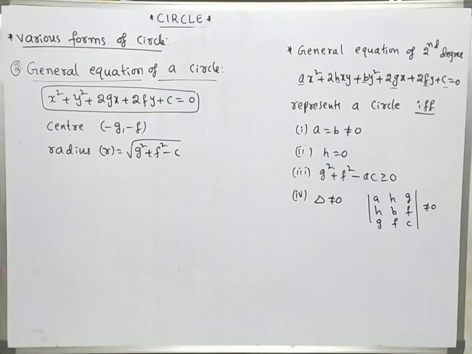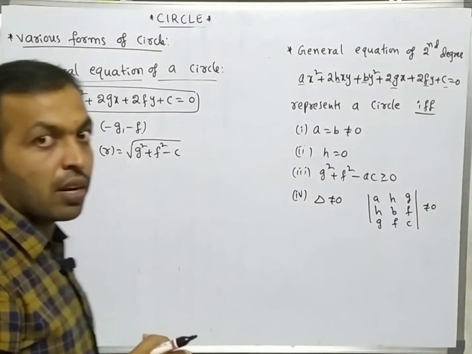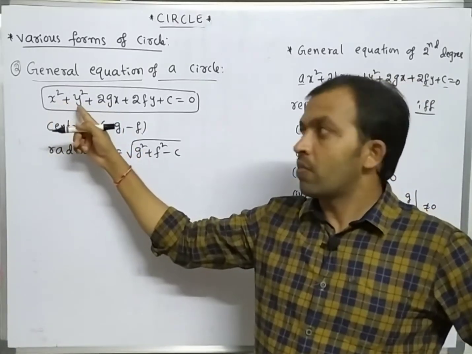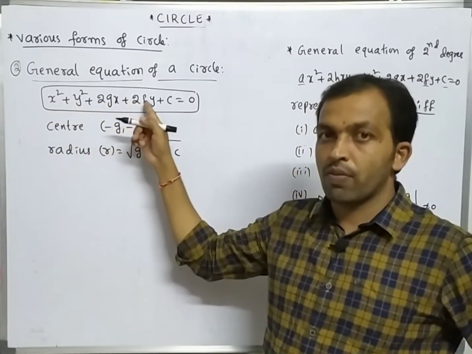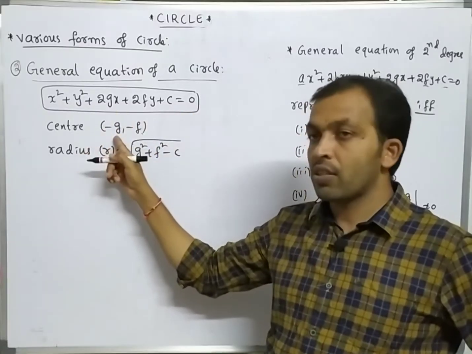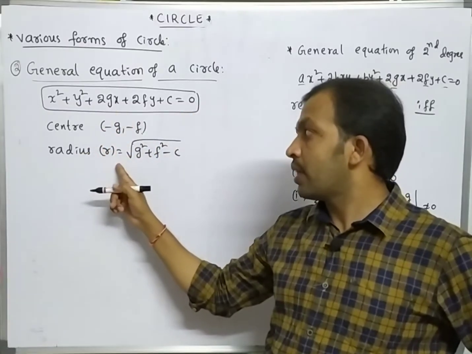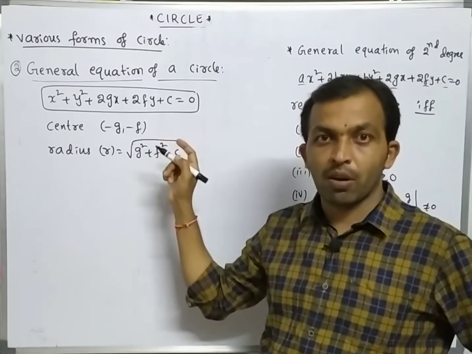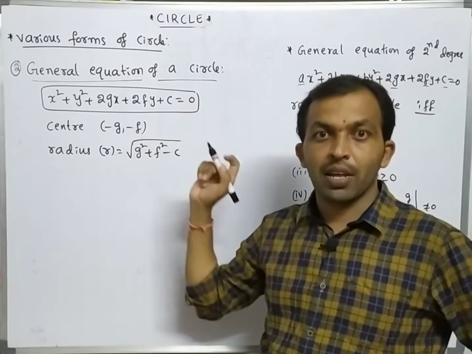Next, general equation of a circle. The general equation of a circle can be represented as x square plus y square plus 2gx plus 2fy plus c is equal to 0. In this one, the center is minus g comma minus f and the radius is under root of g square plus f square minus c. So remember these formulas and remember the general equation.